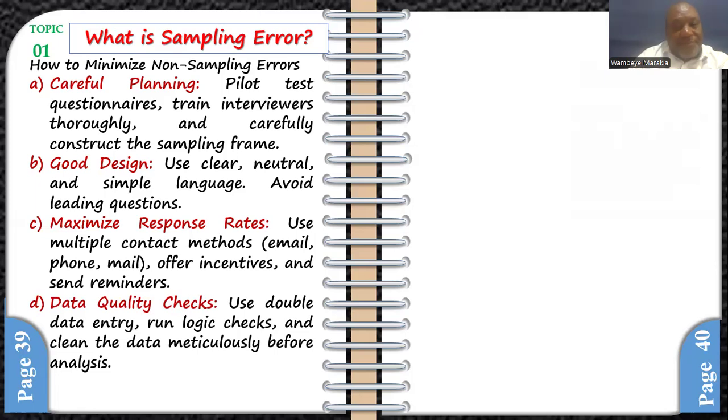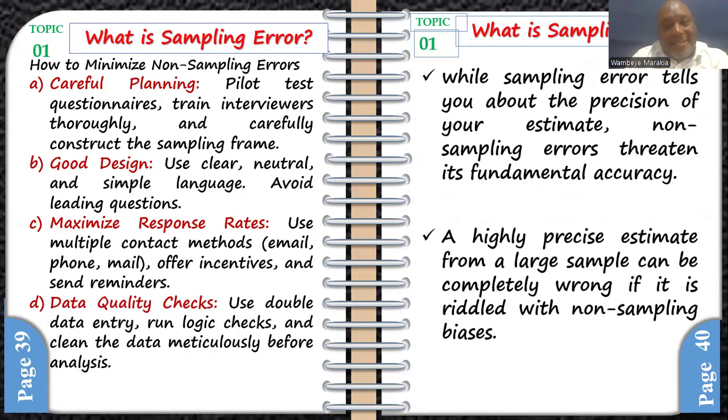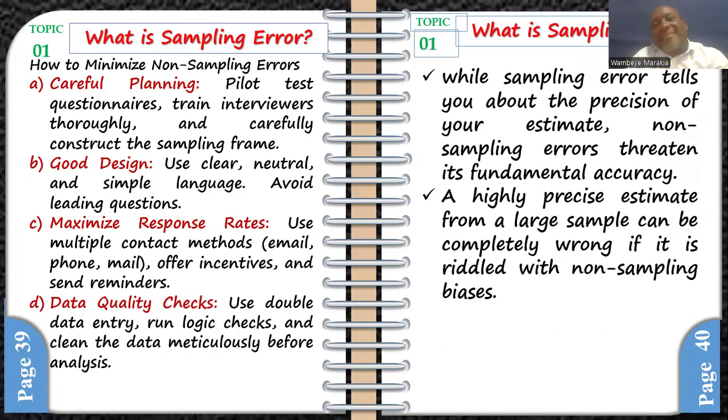Data quality checks. That's number 4. Use double data entry, run logic checks, and clean the data meticulously before analysis. While sampling error tells you about the precision of your estimate, non-sampling errors threaten its fundamental accuracy. A highly precise estimate from a large sample can be completely wrong if it is riddled with non-sampling biases.